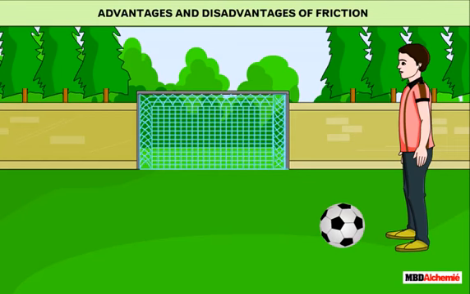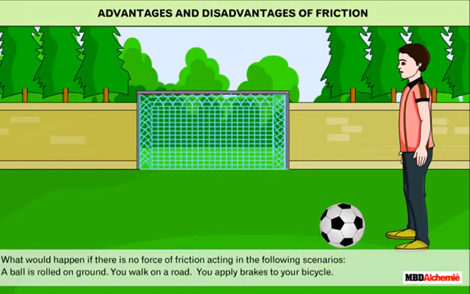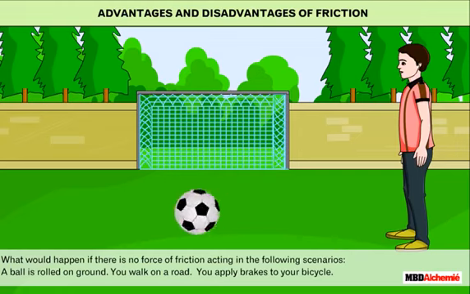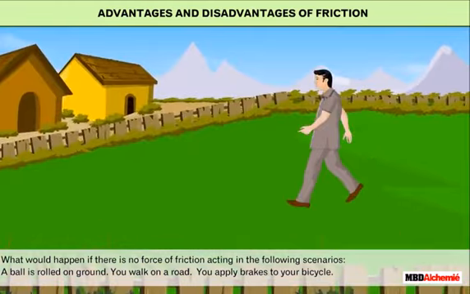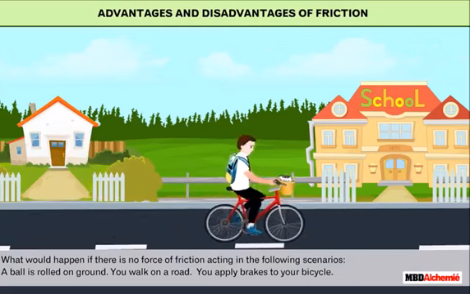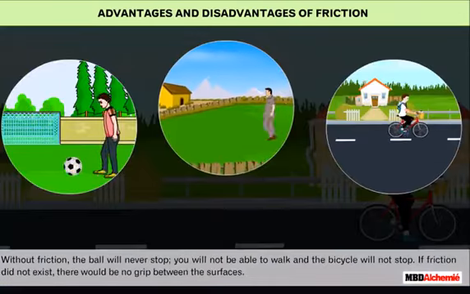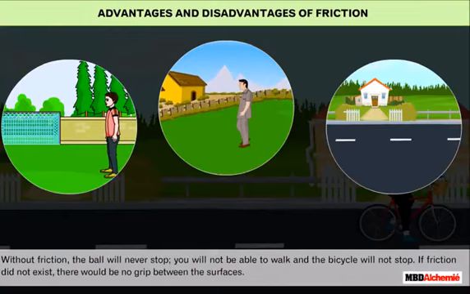Advantages and disadvantages of friction. What would happen if there is no force of friction acting in the following scenarios? A ball is rolled on ground. You walk on a road. You apply brakes to your bicycle. Without friction, the ball will never stop. You will not be able to walk and the bicycle will not stop.